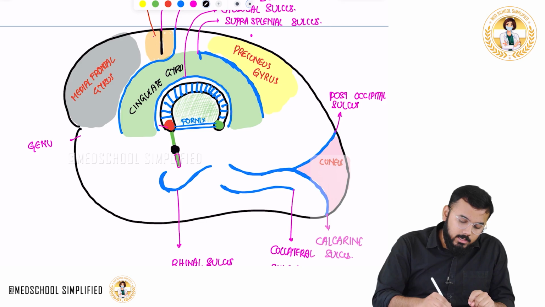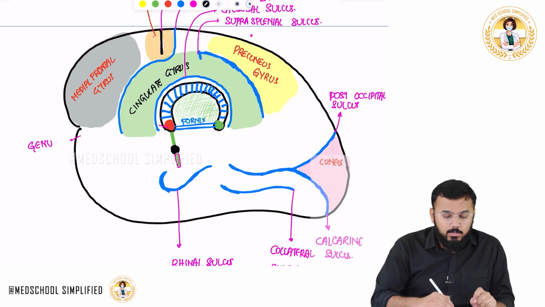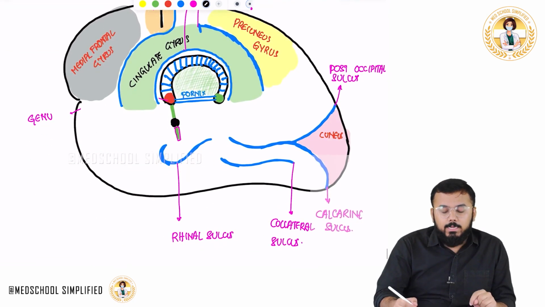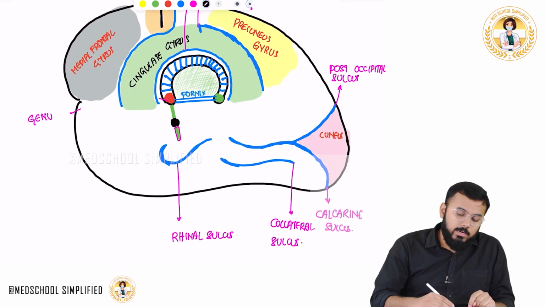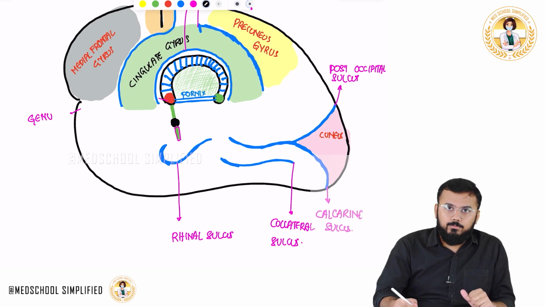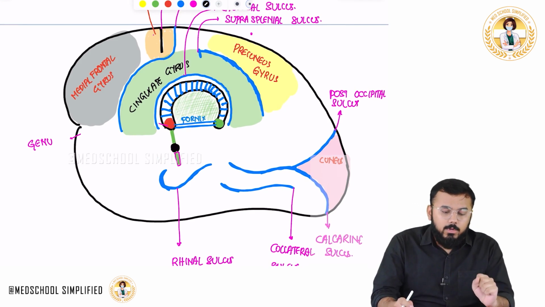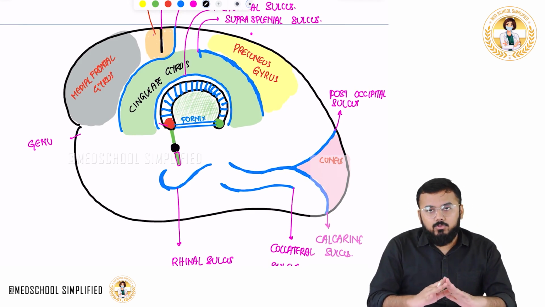Cingulate gyrus. So where is this cingulate gyrus present? This cingulate gyrus is present in front of the cingulate sulcus. That is why you call this entire thing cingulate gyrus. And the cingulate gyrus is completely surrounding your corpus callosum. So these are some of the important gyrus which you have to know.